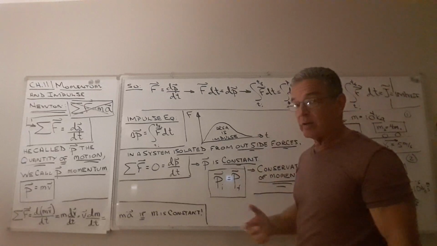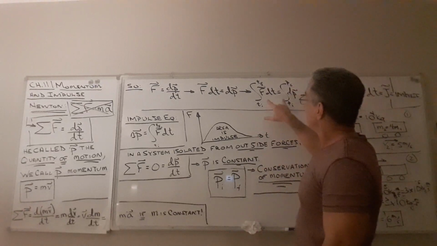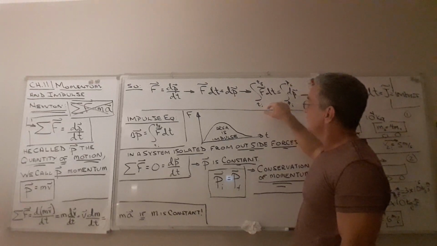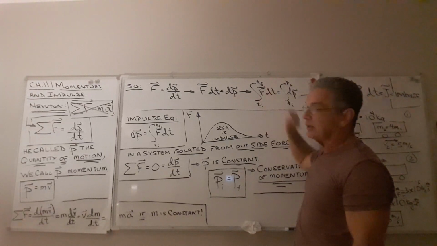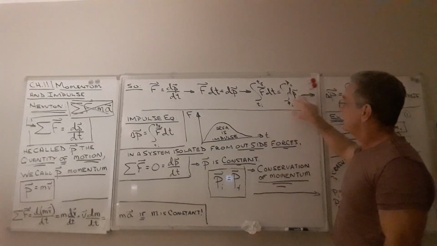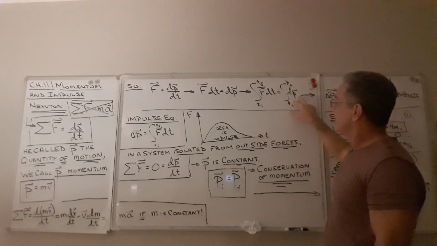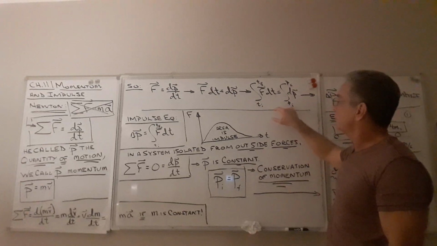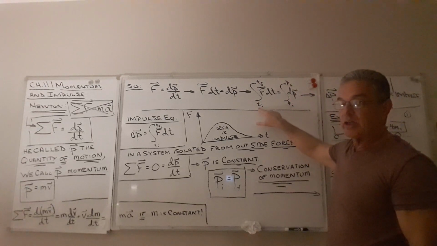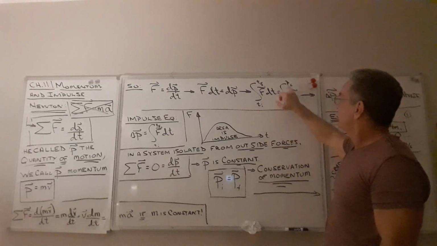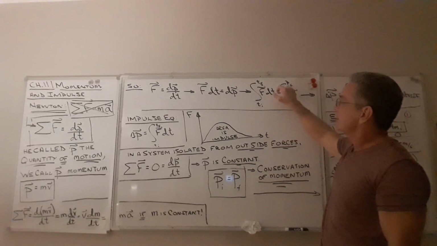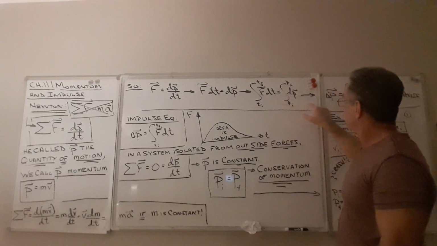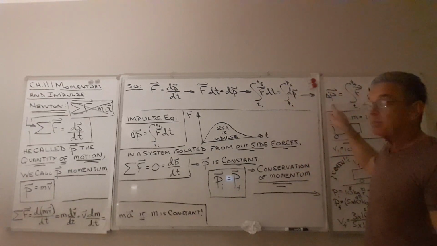Now, if we integrate both sides of this, then we'll have the integral with respect to time of the force over an interval t initial to t final. That's going to be equal to the integral of dp from p initial to p final, where this p corresponds with the momentum of the object at time t initial, and this p corresponds with the momentum of the object at time t final. And so this is just going to be delta p, p final minus p initial.